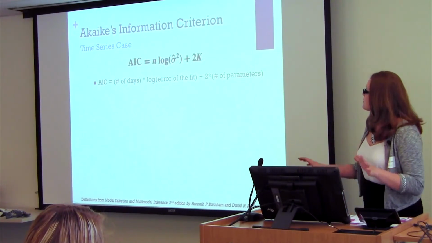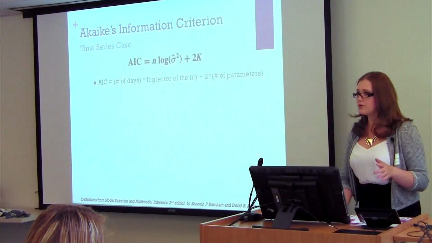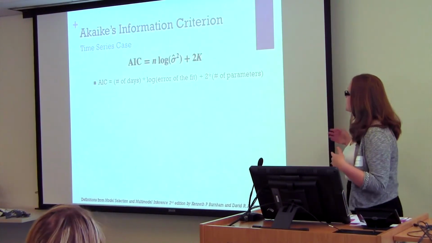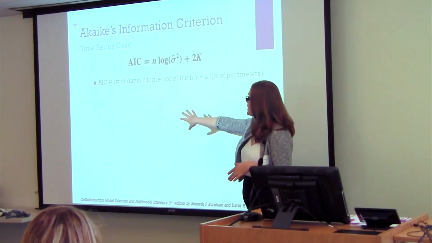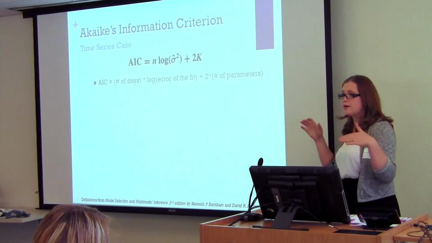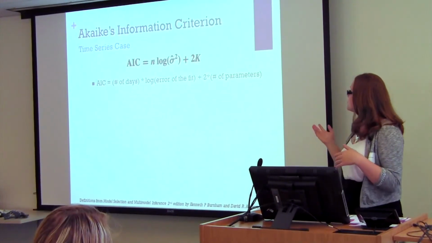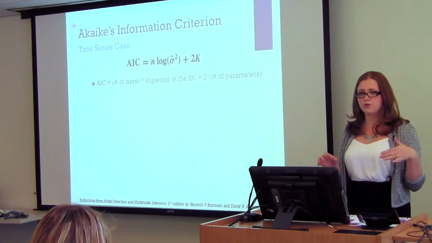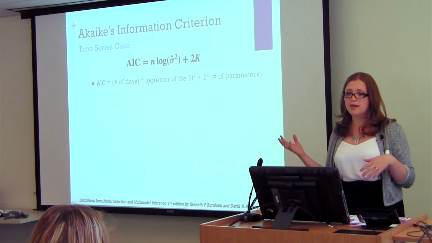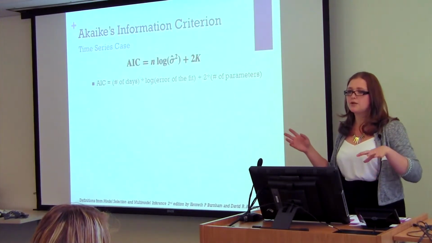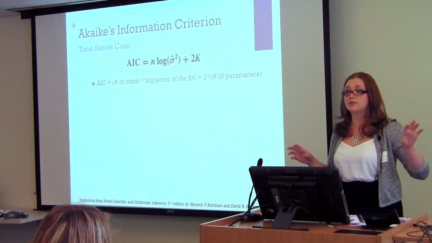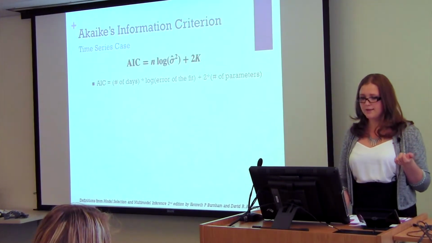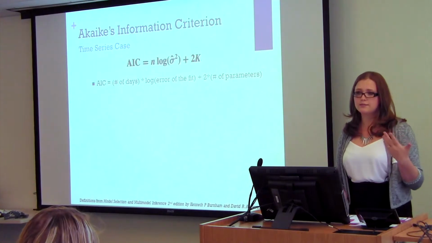I'm going to show you a bunch of equations, and don't pay too close attention to them. Don't get lost in them. Basically, he created a criteria that would look at the number of data points multiplied by the log of the error of the fit, that's that distance, plus 2 times the number of parameters. The point was to do model comparison in a way that would penalize the models that have a ton of parameters, but also penalize those that didn't have enough parameters, based on how well they fit the data.